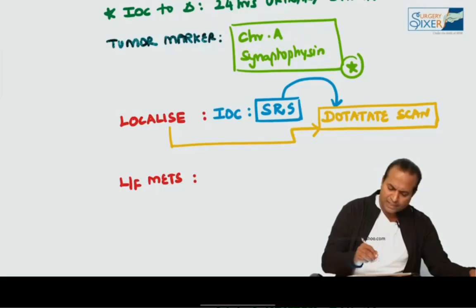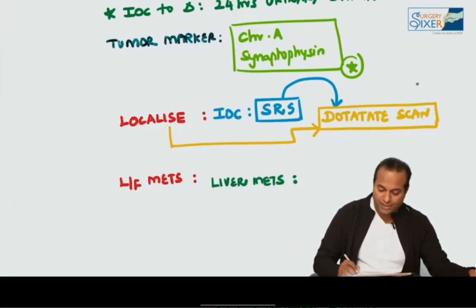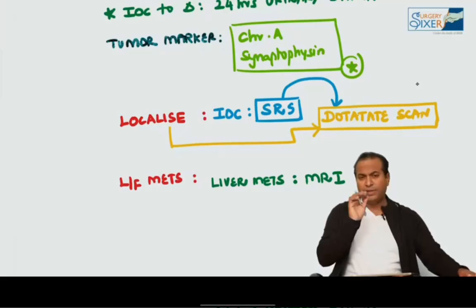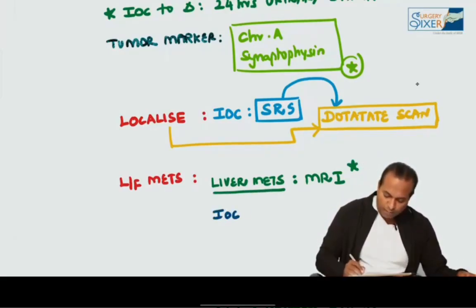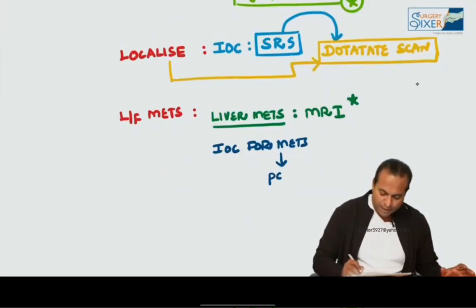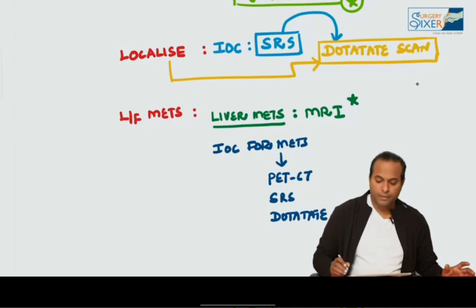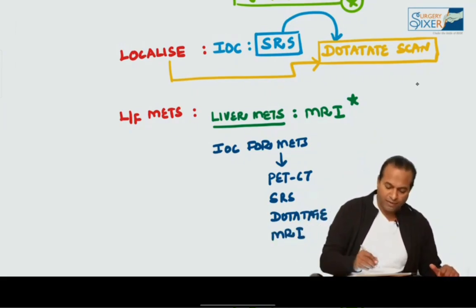To look for mets, first liver mets: the investigation of choice for liver mets is MRI. If they ask you the investigation of choice for mets overall, there was a question in last year's AIIMS super specialty exam. The answer choices given were PET-CT, SRS, DOTATATE, and whole body MRI. Which is the correct answer for the investigation of choice to look for mets in your body?